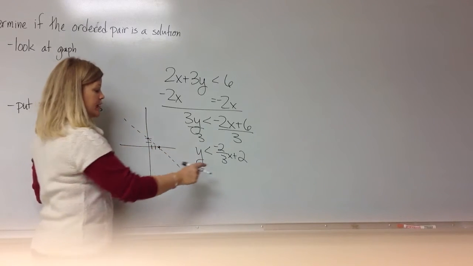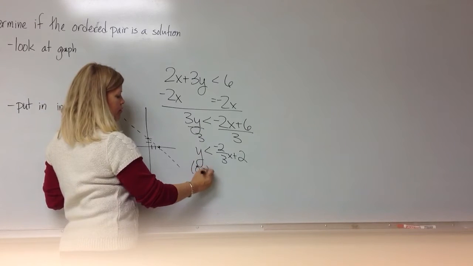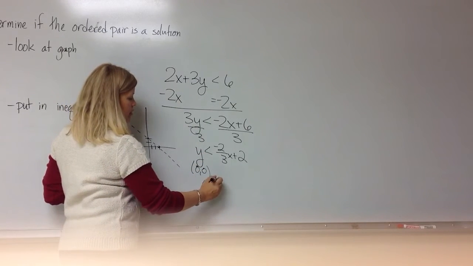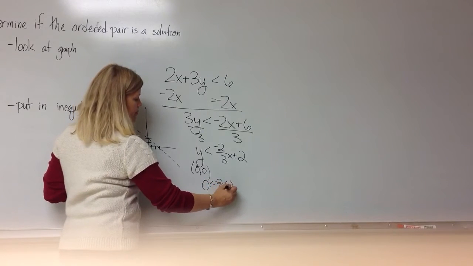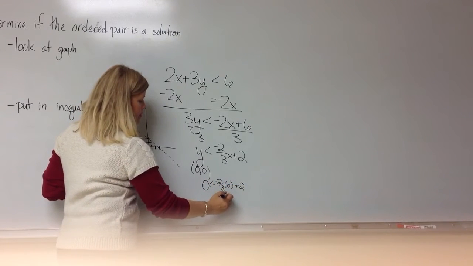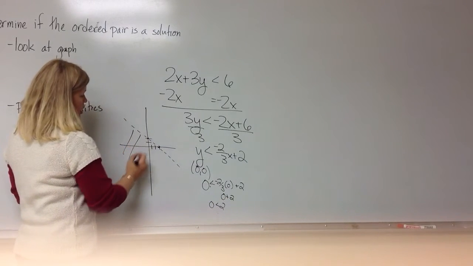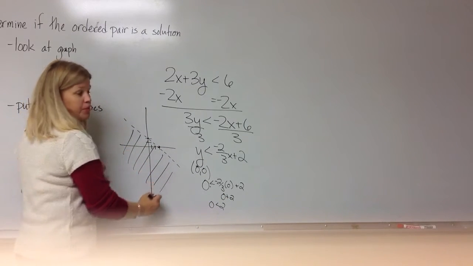Dotted. And then we try the point (0, 0). Well, I put 0 in here. Oops, that's not good. I put 0 in here. What is 0 plus 2? Oh, it's 2. Is 0 less than 2? Yeah. So we should be shading below.